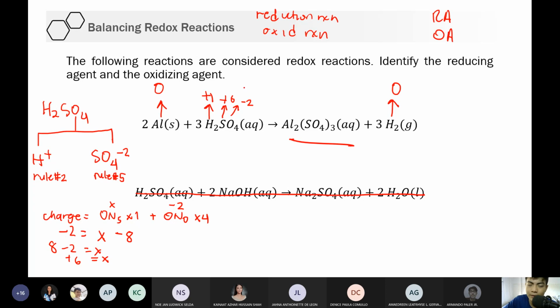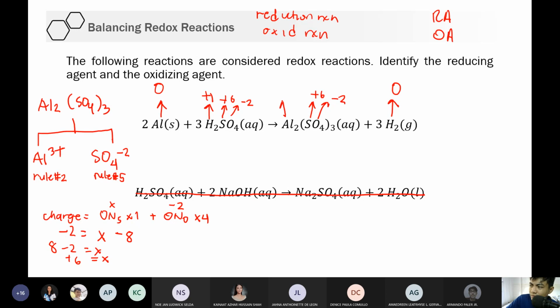Okay, next one, we have aluminum sulfate. So let me just copy Al2. So what do we do again when it's like this? Split them into cation and anion. Okay? Crisscross. So your cation is Al3 plus. Anion is SO4 negative 2. Oh, same as before. Didn't we already get the oxidation numbers of sulfur and oxygen?